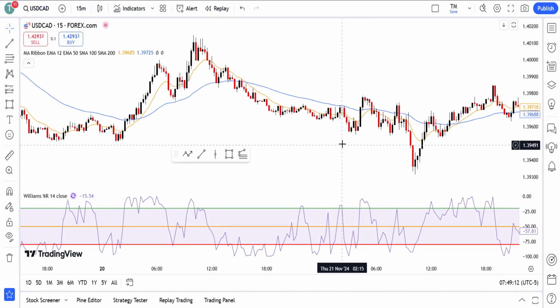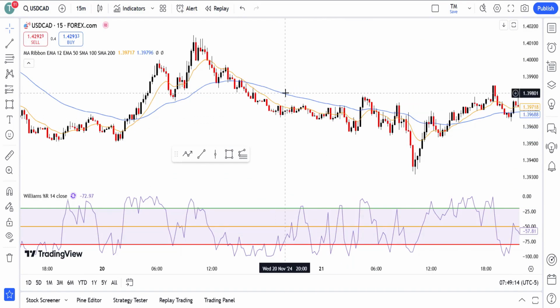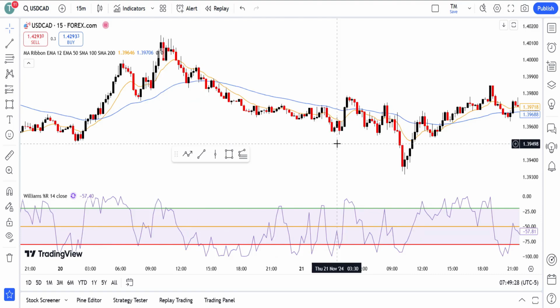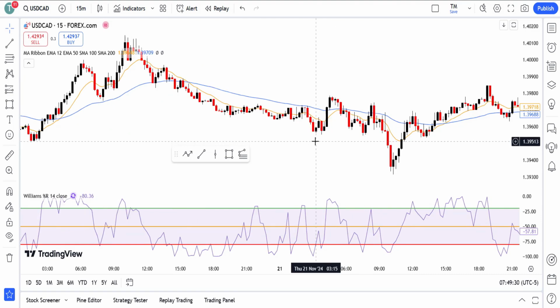Bearish example, USD CAD on November 21st at 3 a.m. Step 1. Confirm the trend using 12 EMA and 50 EMA, 15-minute chart. Started by checking the trend on the 15-minute chart. The 12 EMA was below the 50 EMA, confirming a bearish trend. This meant we should only look for selling opportunities.